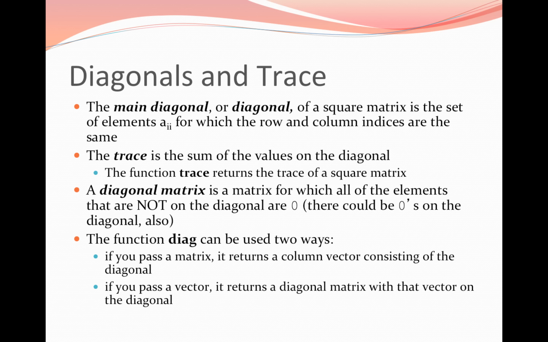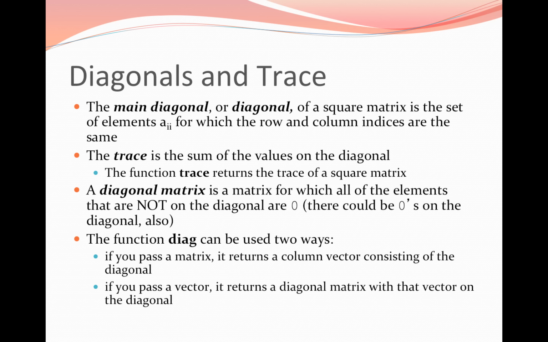We say the main diagonal, or frequently just called the diagonal, of a square matrix is the set of elements A sub i i. So in other words, the row and the column indices are the same. So A sub 1,1, 2,2, 3,3, and so forth. The trace is the sum of these values on the diagonal. MATLAB has a built-in function trace. You pass to it a square matrix and it'll return the number, which is the trace, which is the sum of the values on the diagonal.